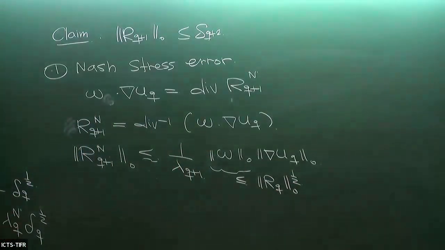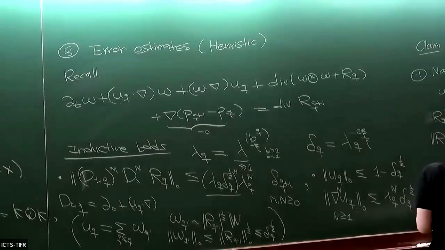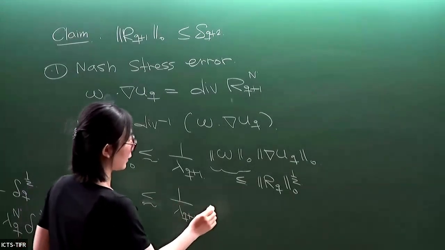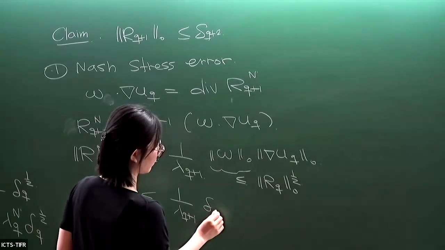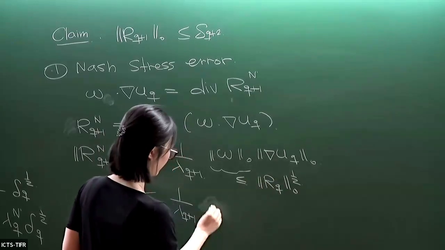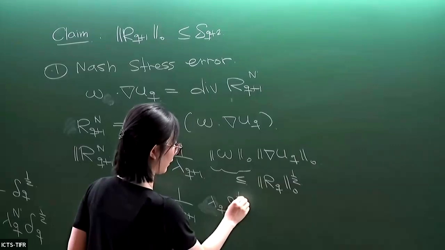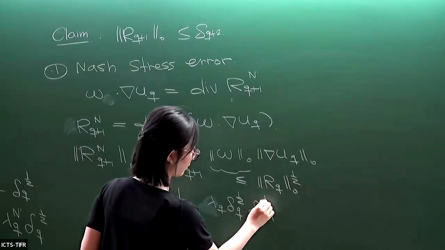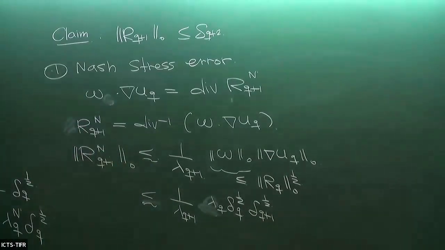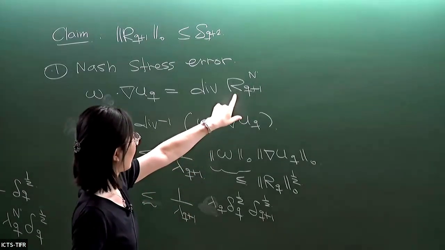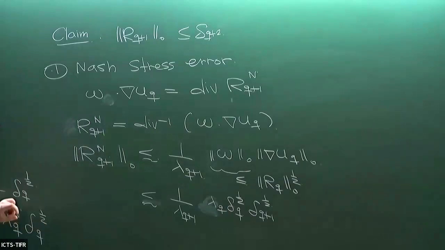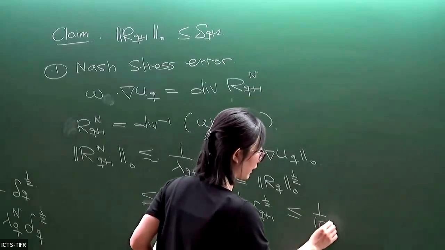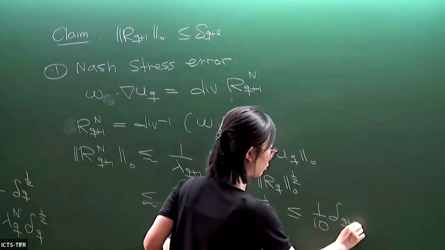And now you simply plug in the inductive bound. Then what you get is the following: 1 over lambda q plus 1. And here you get, let me write this one first, lambda q, delta q 1/2. And from here you get delta q plus 1, 1/2. And you want to absorb this term into the RQ plus 1, whose size is delta q plus 2. So perhaps what you want to show is that this is less than 1 over 10 of delta q plus 2.